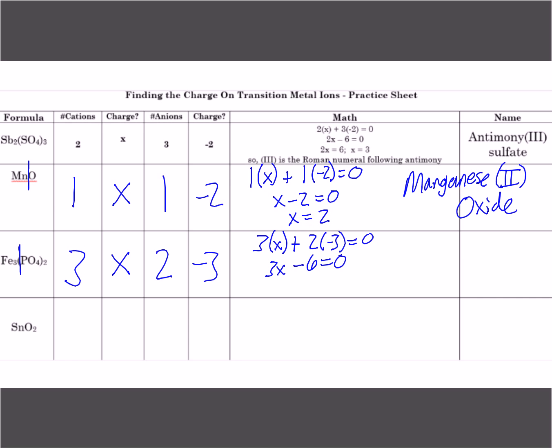How do I solve for this? Add 6, all right. So I get 3x equals 6. x equals what? 2. So what's the name of this compound going to be? Iron 2 phosphate.